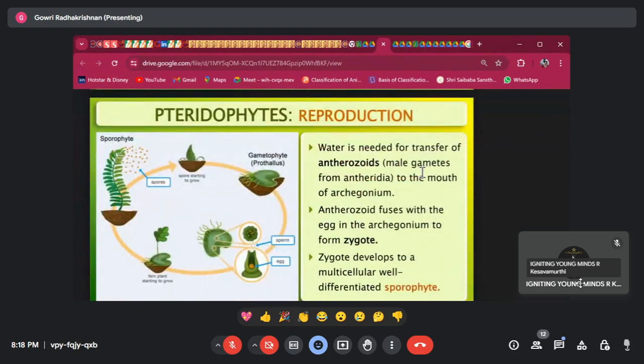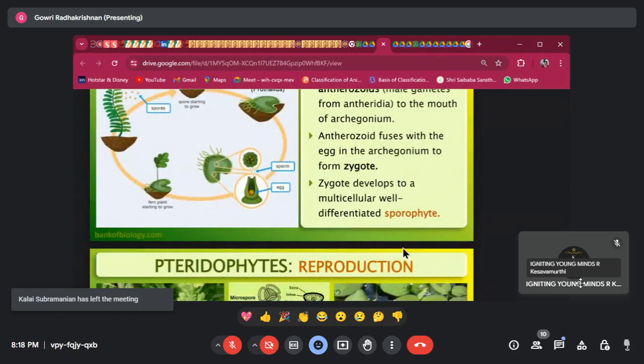Now, reproduction. Again, how this develops into a sporophyte. Water is needed for transfer of antherozoids, that is the male gametes from antheridia. Antheridia is male, which has the male gametes, that is the antherozoids, to the mouth of the archegonium. Water takes it to the archegonium, and then the antherozoid fuses with the egg in the archegonium to form zygote. The zygote develops to a multicellular, well differentiated sporophyte.